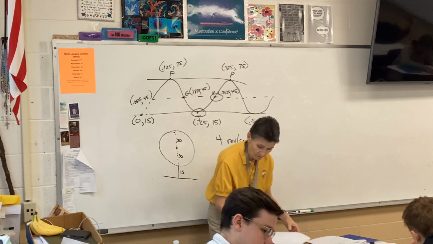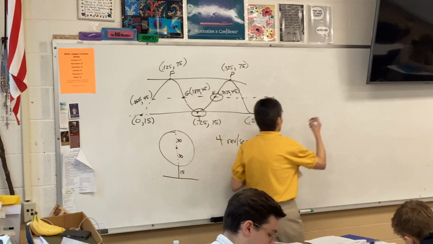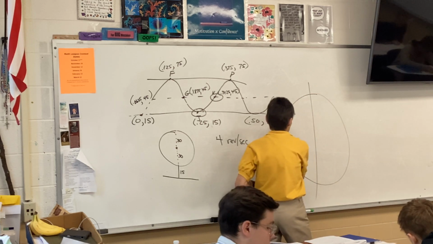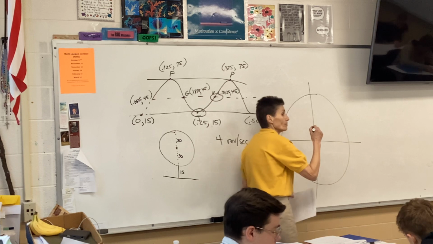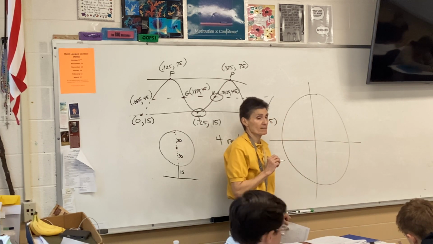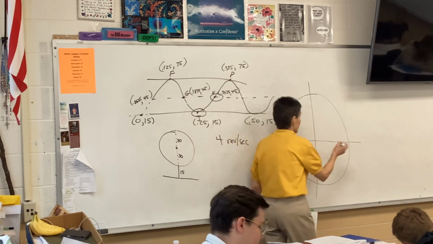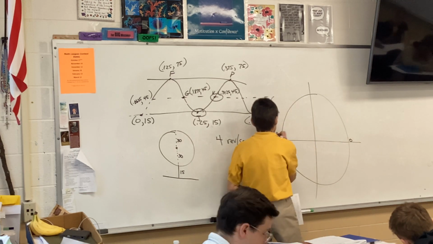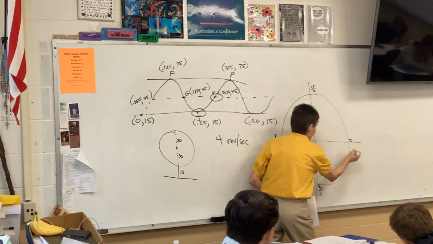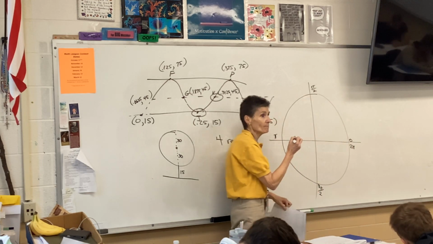So, sketch the angles in standard position. Now, I want to remind you from yesterday, all the way around is how many radians? 2 pi. So, we can label our axes like this. Is everybody okay with that?